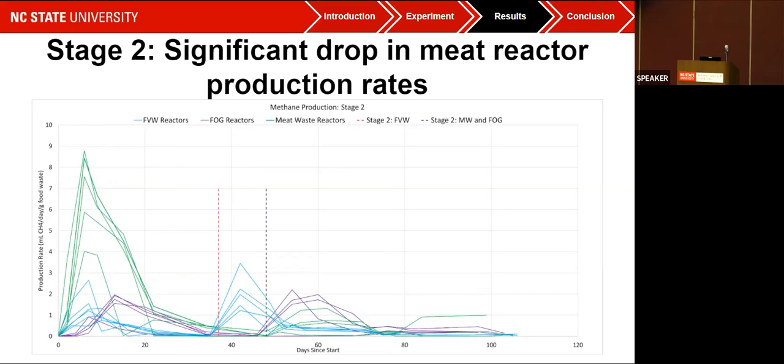There's a really high potential for plants to optimize their gas production and make more profit from this gas production, and also help follow these state legislators' bans on food waste going to landfills in general. So that's my answer.